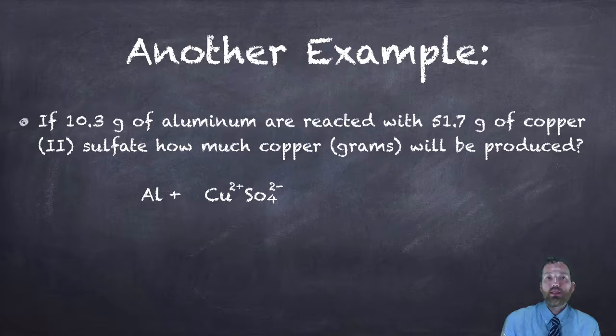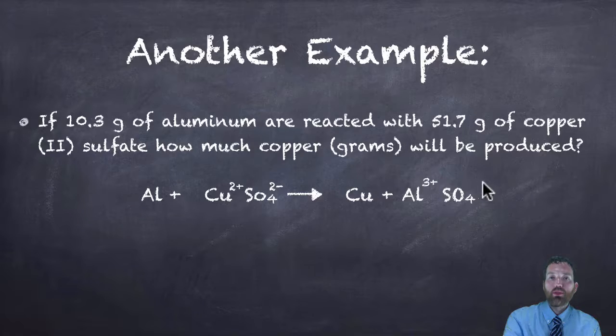You should recognize this as a single replacement reaction. The aluminum is going to swap places with the copper. I'm going to have copper all by itself as one product, and my other product is going to be aluminum with its 3+ charge paired up with sulfate with its 2-. These charges don't balance, so I'll crisscross this 2 here and this 3 there. Don't forget your parentheses.